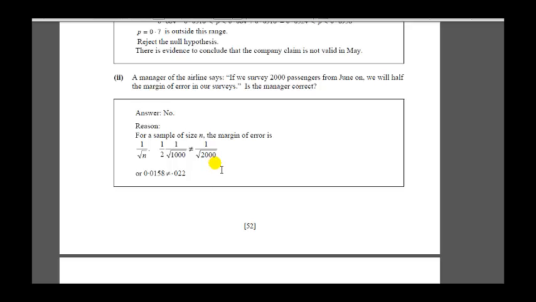As a matter of fact, if we wanted to halve the margin of error, we would have to survey 4,000 passengers. If you calculate the margin of error for a sample of size 4,000, we would have 1 over root 4,000, which is actually half of 1 over root 1,000. So we need to have a sample size that's 4 times greater if we want to halve our margin of error.